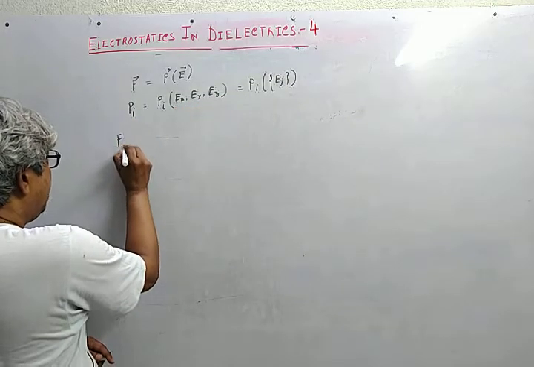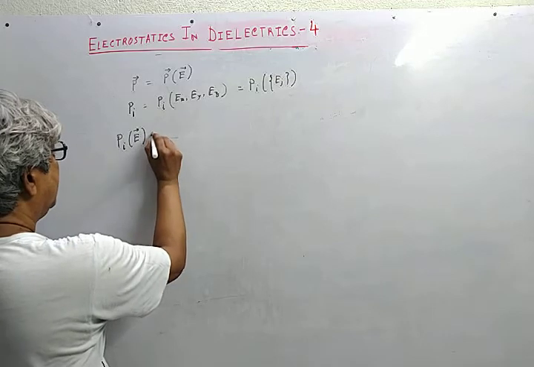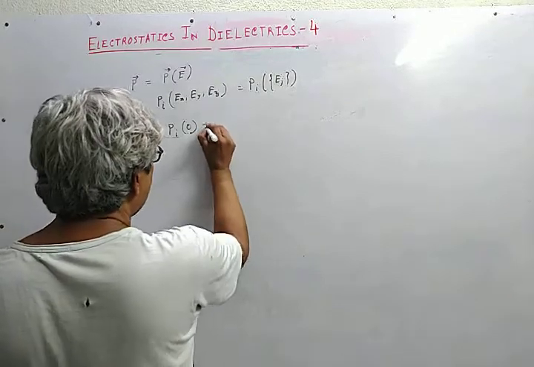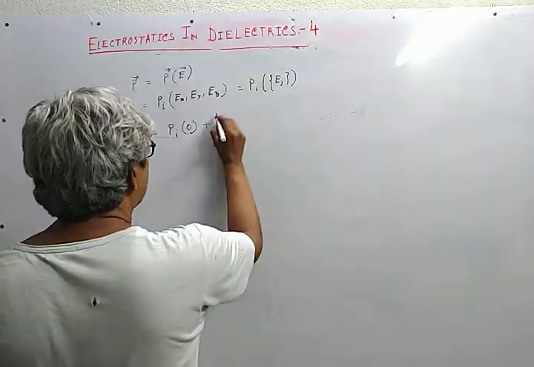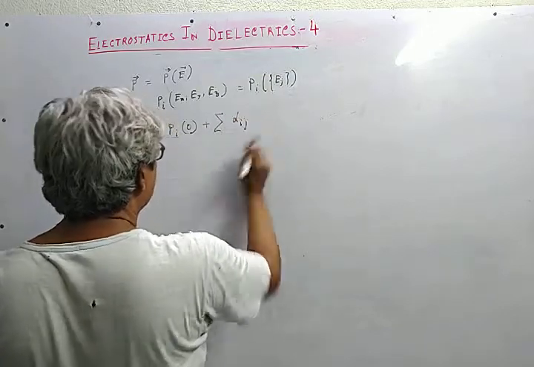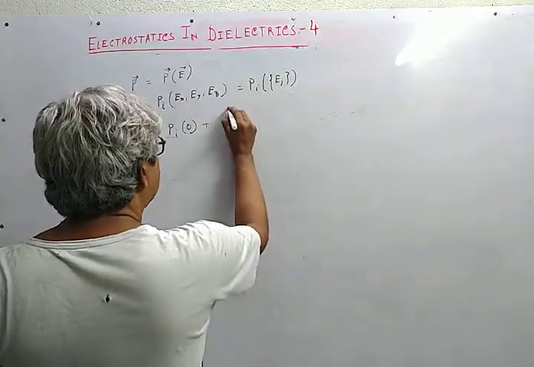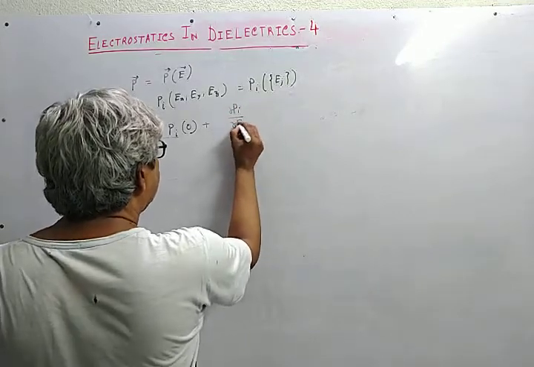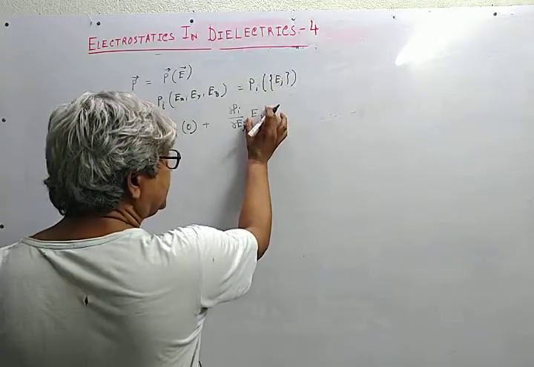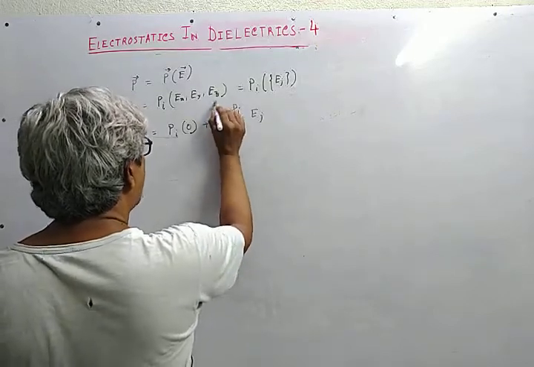So we write P_i with E, meaning vector E, is equal to P_i at 0 plus this term. Let me first write the term. The term will be ∂P_i/∂E_j multiplied by E_j, because we have expanded it in terms of the zero field case, and j may be 1, 2, 3. So there is a sum over j from 1 to 3.